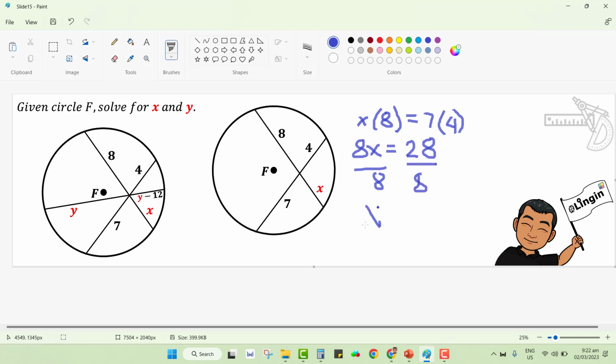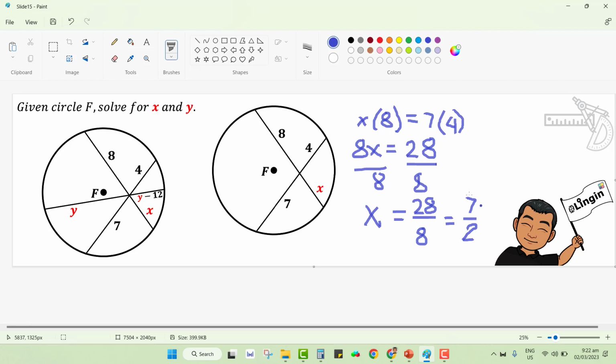You will get a result of 28 eighths, or in lowest terms, that's... divided by 4, that's 7 halves. So this is the value for the segment labeled as x. Again, we use here the chord-chord theorem, which tells us that the product of the segments of one chord is equal to the product of the segments of the other chord.